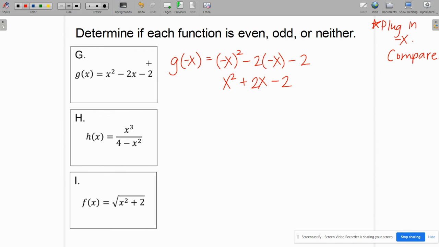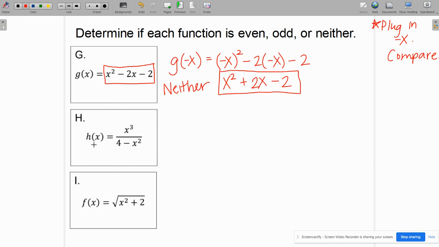So what we want to do is compare. Did we get the exact same thing? Because if we got the exact same thing, they would be even, right? Because that would imply that g of x would equal g of negative x. But these aren't the exact same. So are they opposites? Meaning, is every term over here its opposite over here? Well, x squared, they're not opposites. Negative 2x, positive 2x, those are opposites. And the negative 2 and negative 2 aren't. So since the whole thing isn't opposites, it's also not odd, because we're not saying that the opposite of this is g of negative x. So in this case, this is going to be neither.